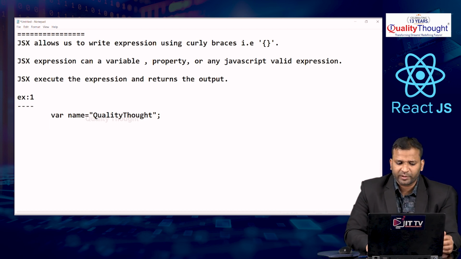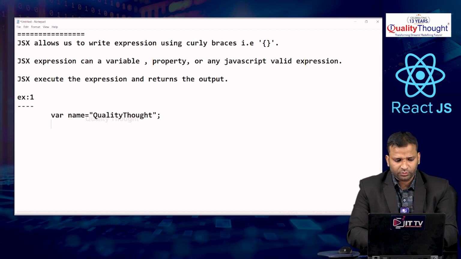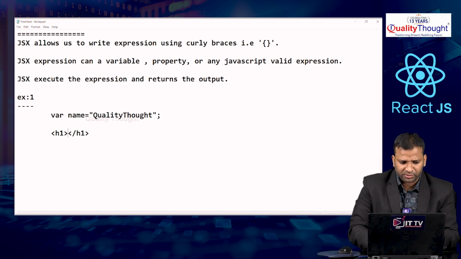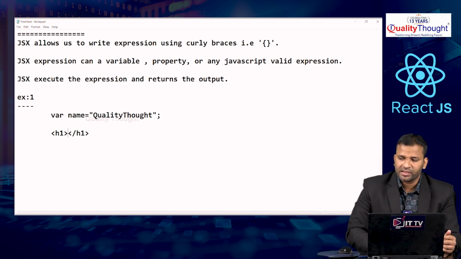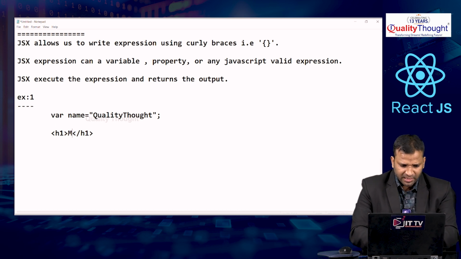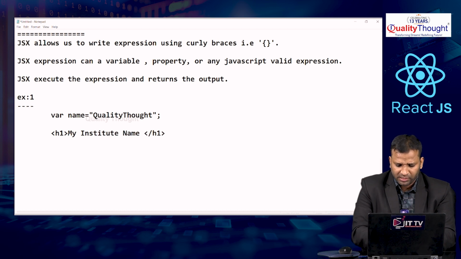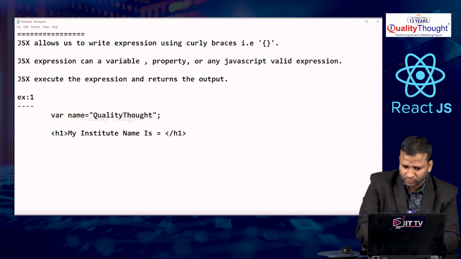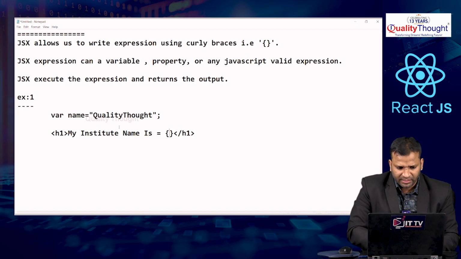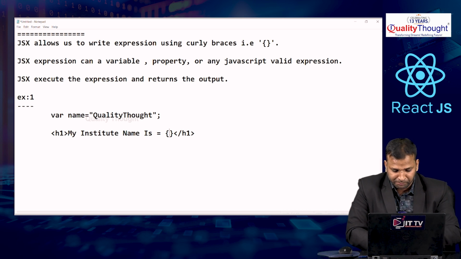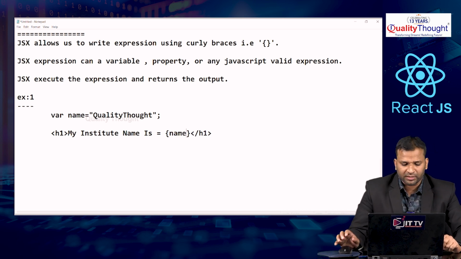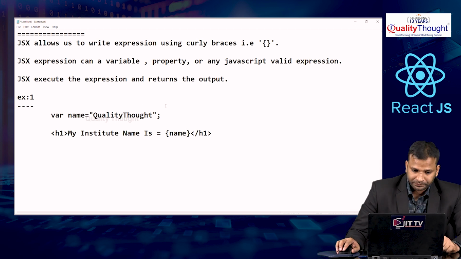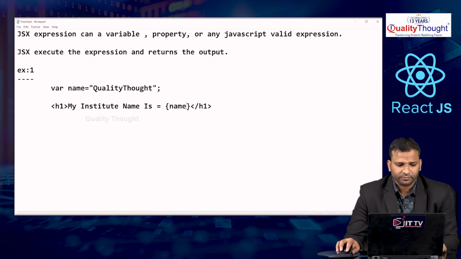So now I want to display that name. How to display? To display this name, I am taking one h1 because I want it big. That's why I am taking h1. And here I will say my institute name is, here I need to write an expression, and in that expression I need to write that variable name. What is that variable name? name. So the output will come, my institute name is quality thought. So this is how we can do it.